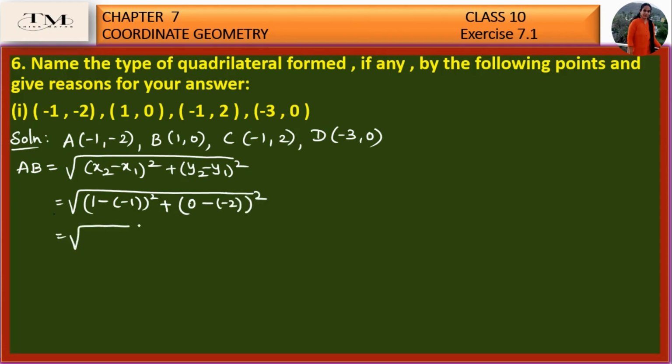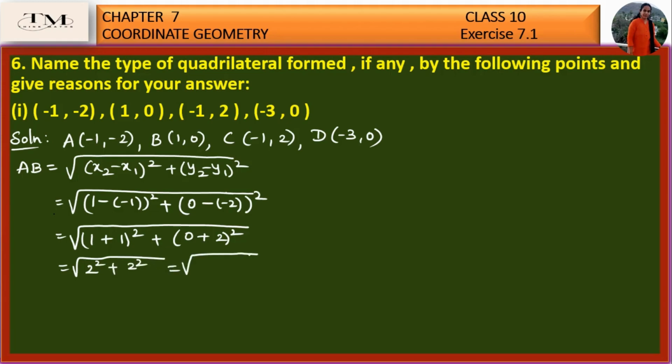So it will become 1, minus into minus is plus, so 1 plus 1 whole square plus 0, minus into minus is plus, so 0 plus 2 whole square. So what is 1 plus 1? 1 plus 1 is 2. 2 square plus 0 plus 2 is 2 square. So 2 square plus 2 square. So 2 square is 4 plus 4. So 4 plus 4 is root 8. So root 8 can be written as 4 into 2. So 4 into 2 is nothing but square root of 4 is 2 and this root 2. So answer is 2 root 2.